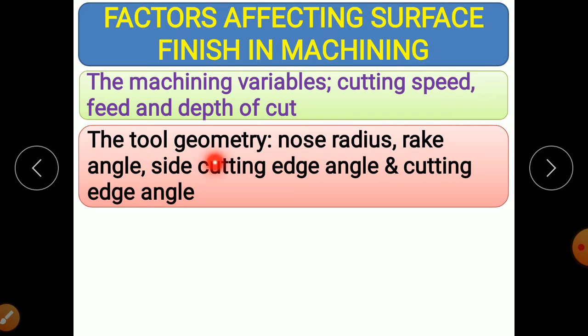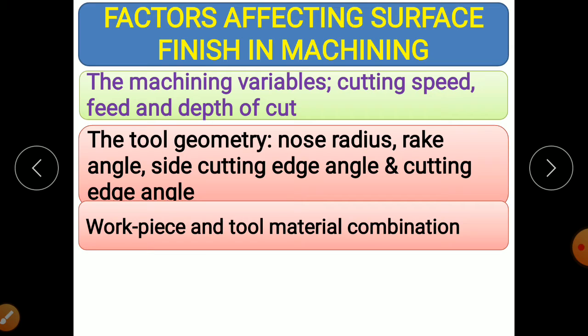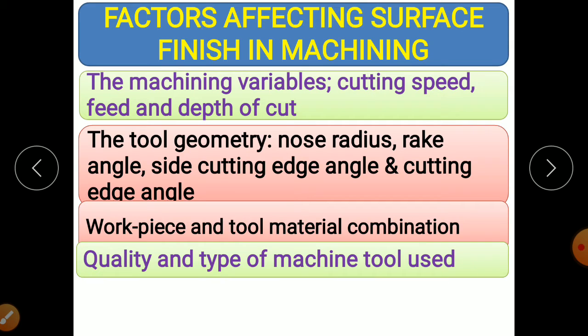Afterwards, tool geometry. You are also going to study tool geometry in the manufacturing process. The geometry of the tool is also going to affect the surface finish, like nose radius, rake angle, side cutting edge angle, afterwards cutting edge angle. This geometry of the cutting tool will also affect the surface finish. Next is workpiece and tool material combination. What type of material you are going to use for the tool and workpiece will also affect the surface finish.